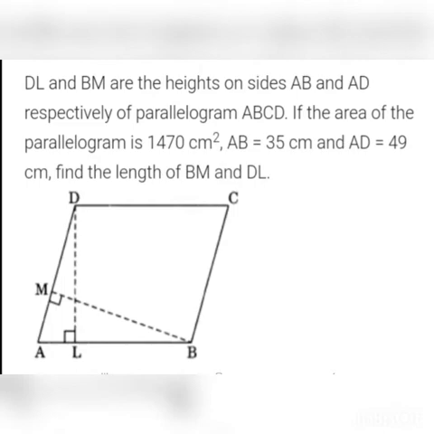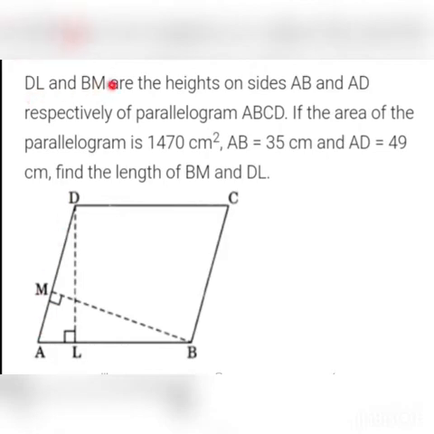So what all things are given in the question? ABCD is a parallelogram, and the area of the parallelogram is given. What is the area? 1470 centimeter square. So that is also given. Now AB is equal to 35. That means this length is given, 35 centimeter. AD is given, 49 centimeter.